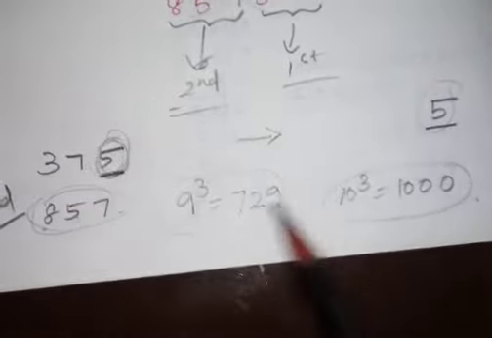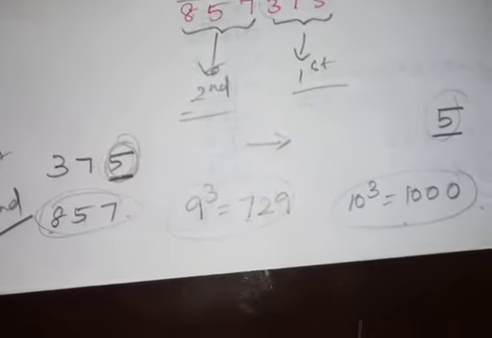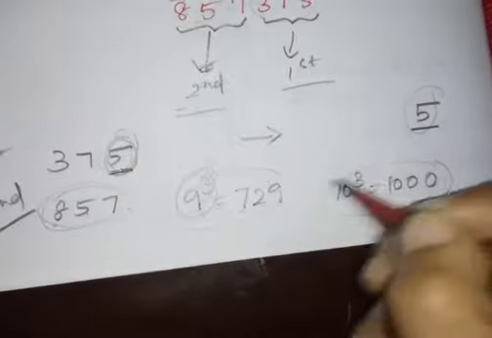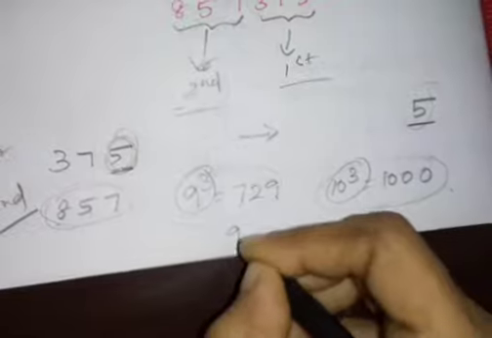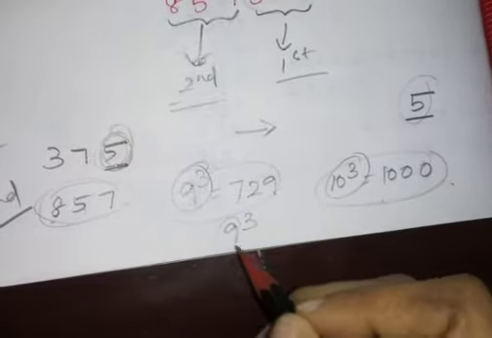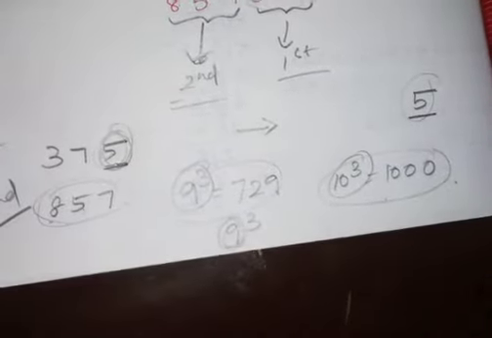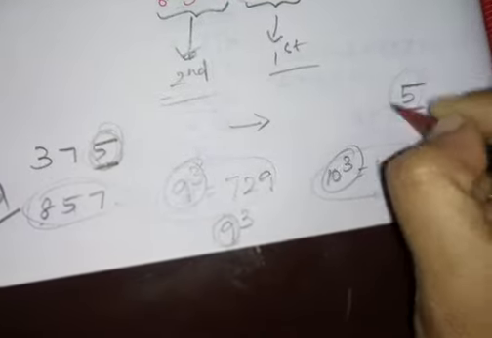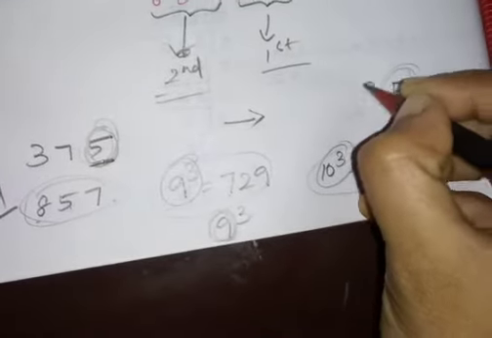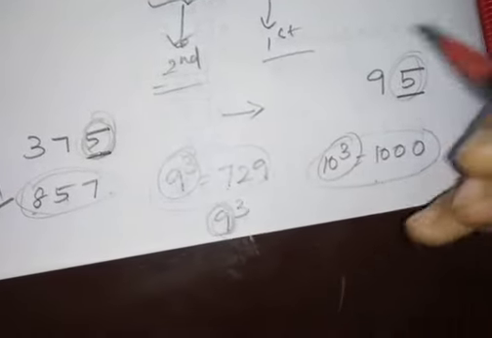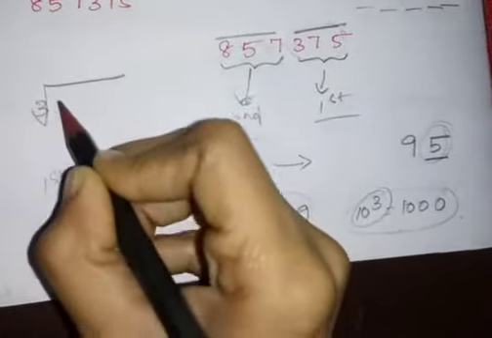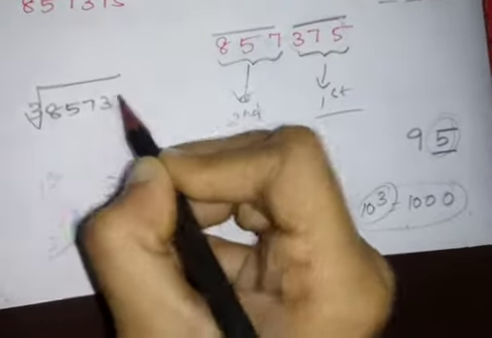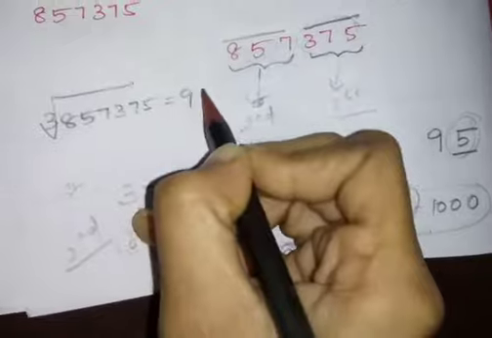So in this 9 cube and 10 cube, which is smaller? 9 cube. So what is the number? 9. So the last digit I have found, and the next digit will be 9. So what is the cube root of 857,375? The answer is 95.